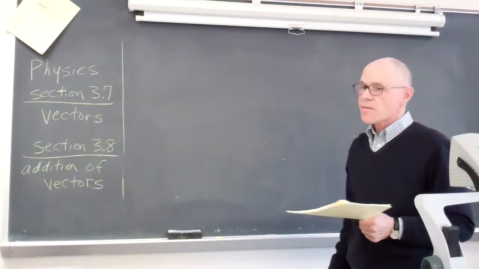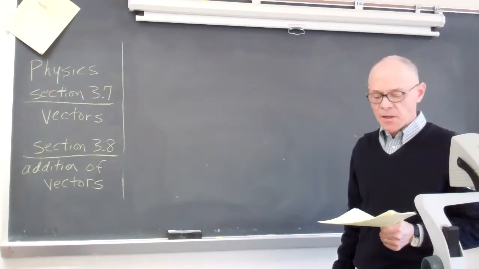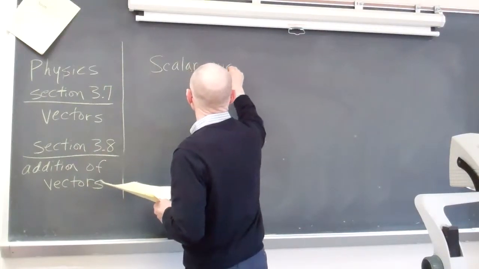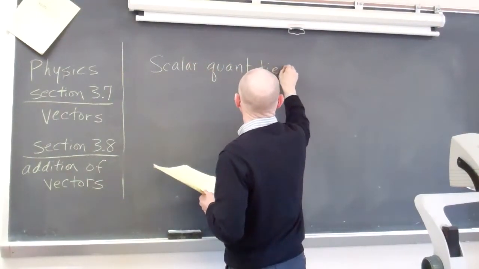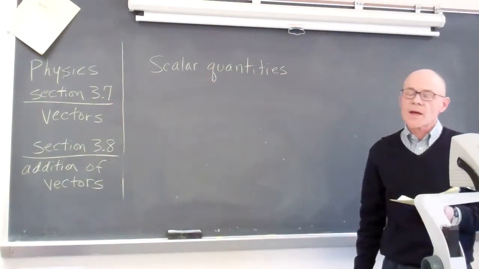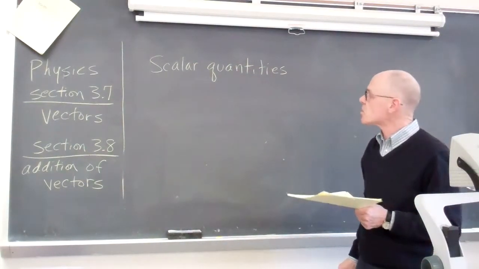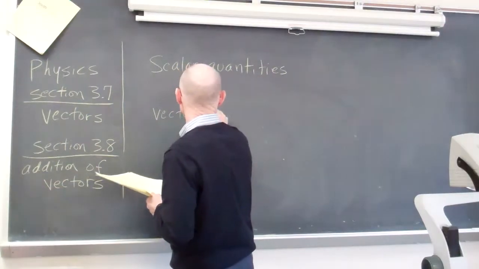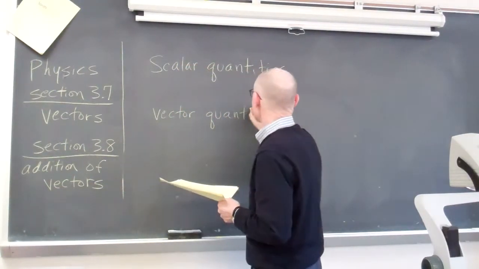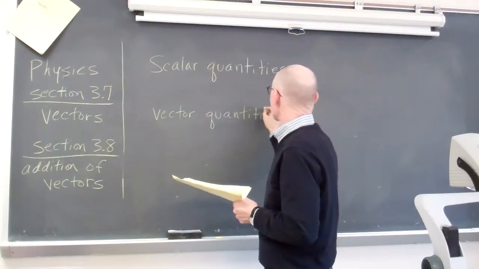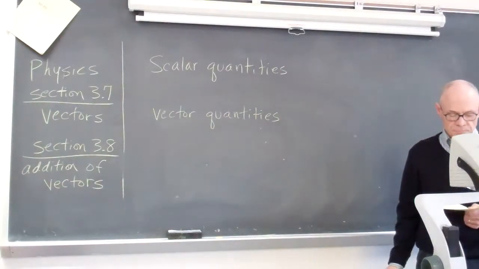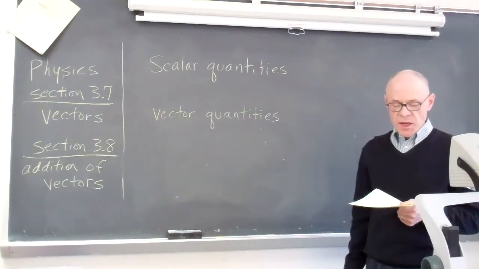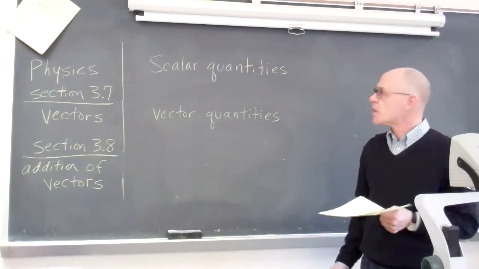All right, so first off, let's contrast several different kinds of quantities. We can categorize quantities in several different ways: scalar quantities, and then also quantities called vectors. Scalar quantities are the type of quantities we normally deal with. A scalar quantity is a magnitude with a number and a unit.